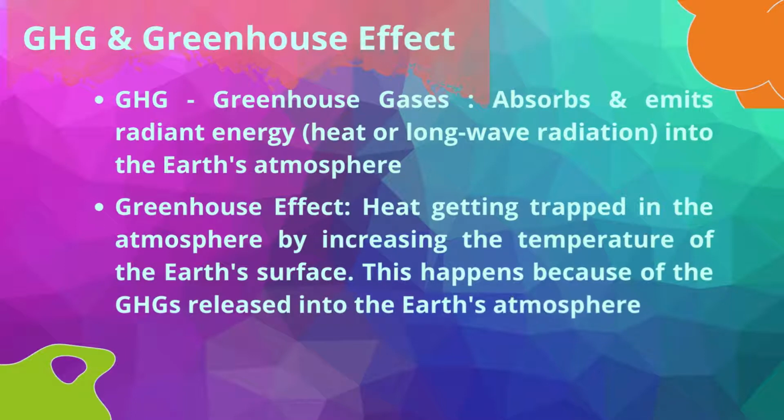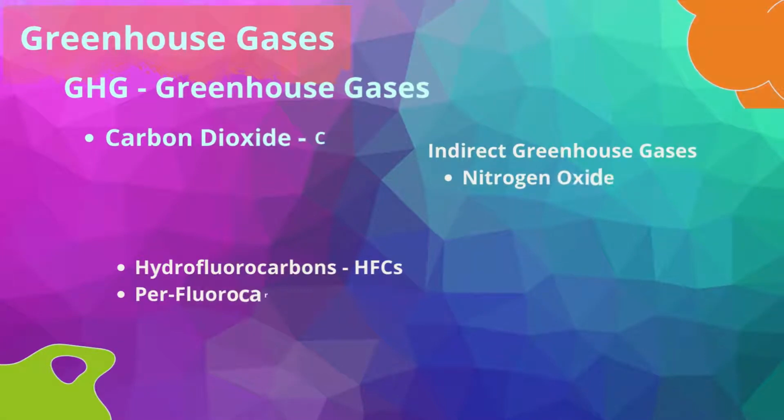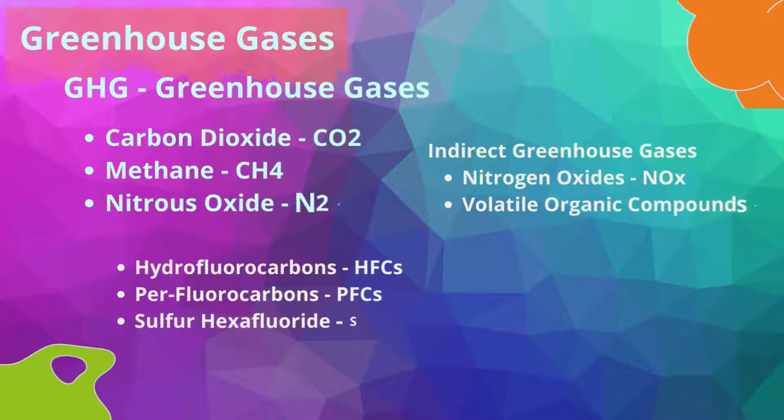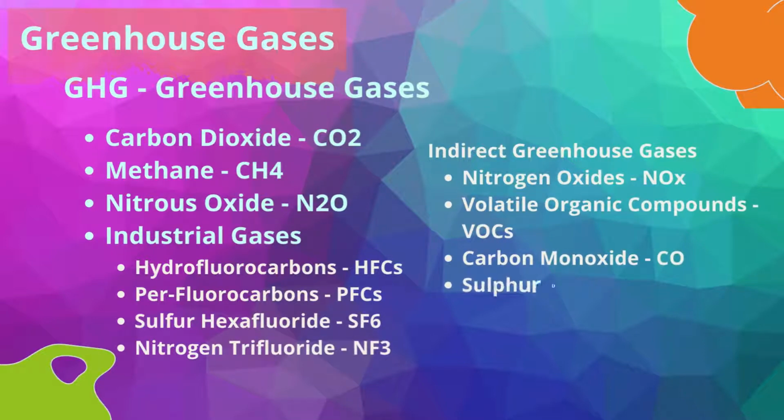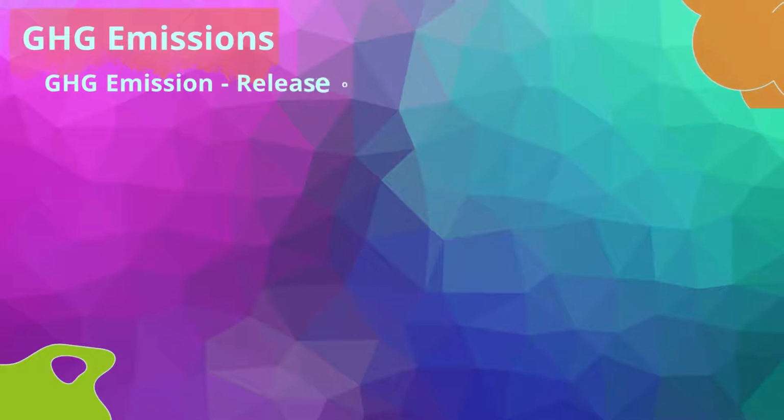This effect of heat getting trapped in the Earth's atmosphere by increasing the Earth's atmospheric temperature is called the greenhouse effect. Carbon dioxide, methane, nitrous oxide and industrial gases such as hydrofluorocarbons, perfluorocarbons, sulphur hexafluoride, nitrogen trifluoride, which are being released into Earth's atmosphere, are the greenhouse gases primarily causing the greenhouse effect. In addition to these, nitrogen oxides, volatile organic compounds, carbon monoxide, sulfur dioxide are indirect greenhouse gases which also cause the greenhouse effect.